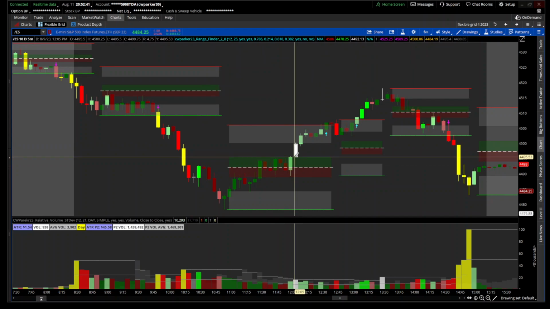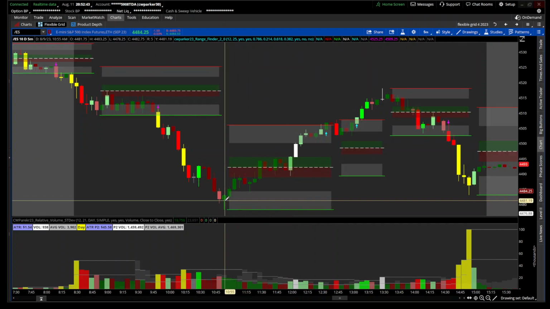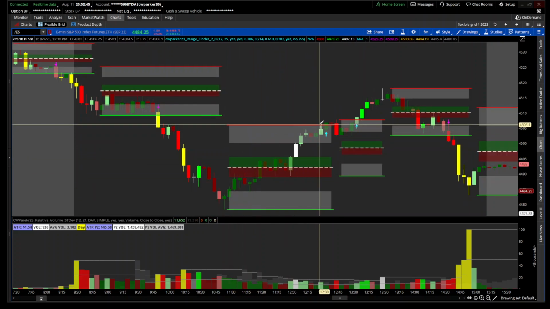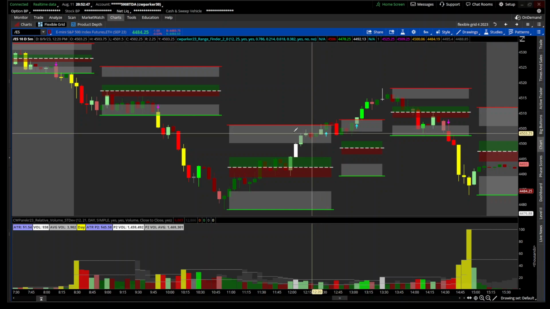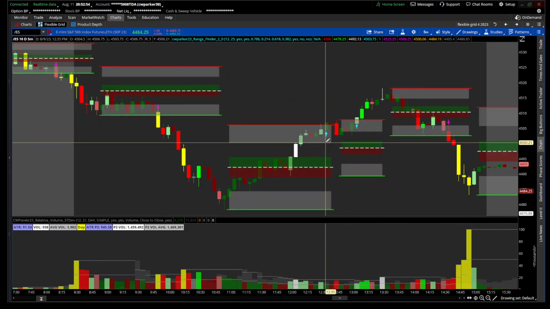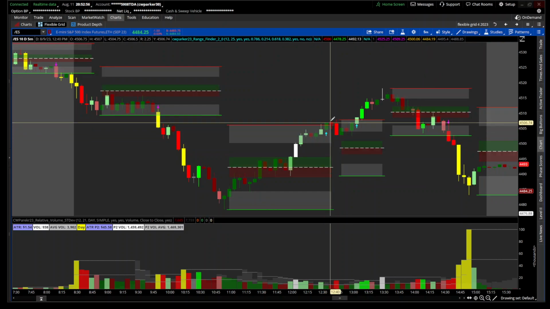So if you were to risk this break right here, you'll probably do a 2% stop loss or a 5% stop loss somewhere in this area. Or you can actually use the actual fib level as your stop loss.